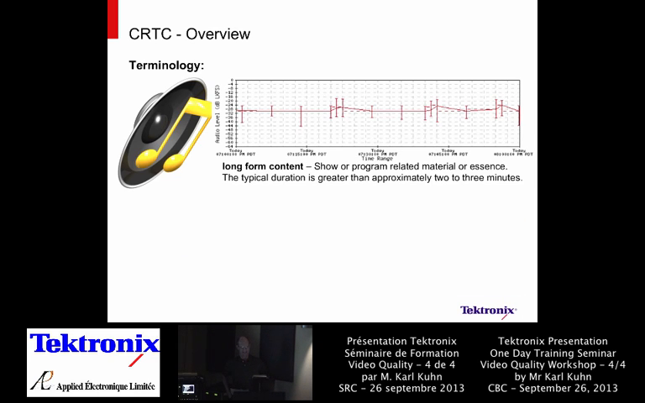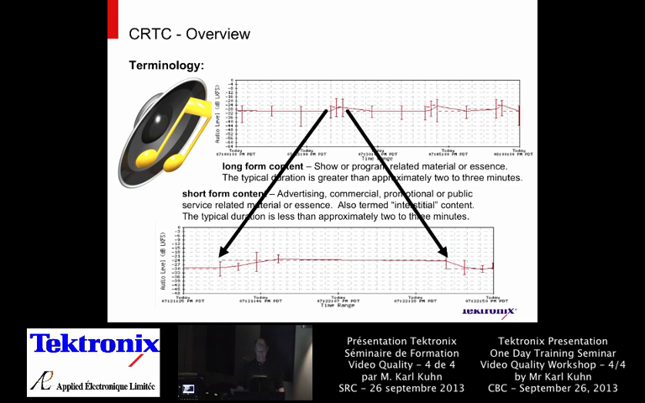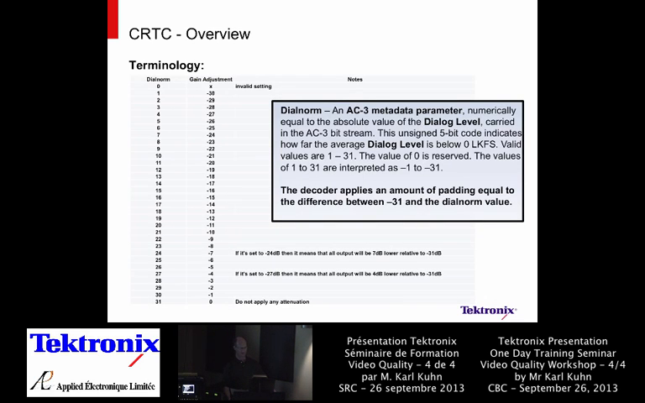Long form content. This is longer than 3 minutes. How long is a rope? How long is a program? 2 or 3 minutes. Because your short form is interstitials, bumpers, whatever, promos, shorter than that.